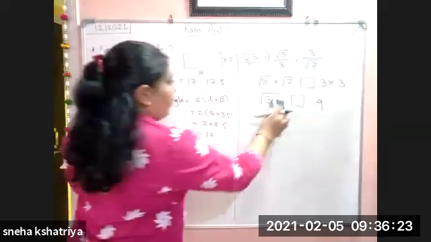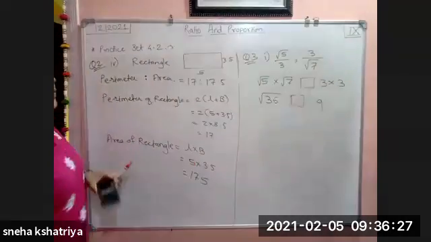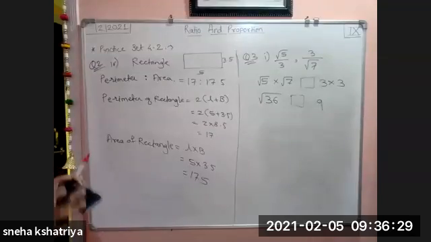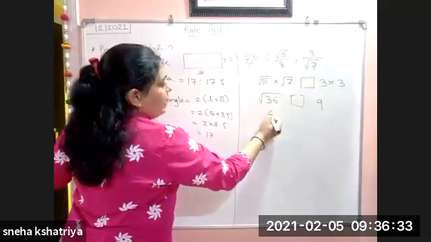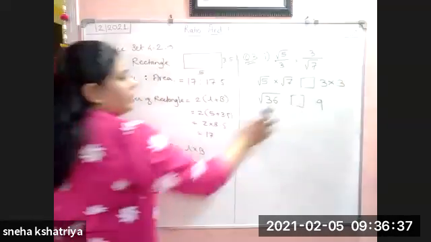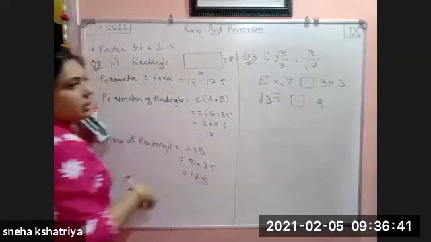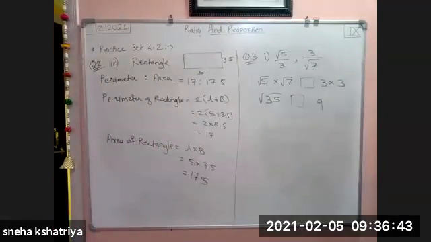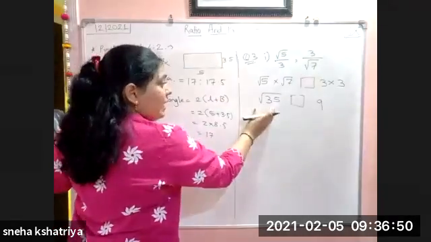Suppose here it is 36. So what is the value of root 36? It is directly 6. But here it is not 36, it is 35. Only one number is less than 36, so it is near to 6. Its value becomes 6 or less than 6.